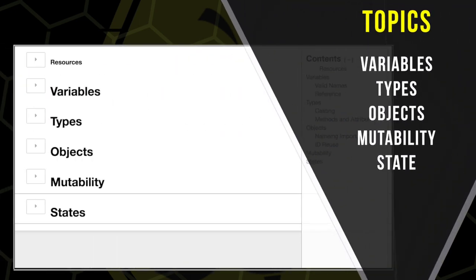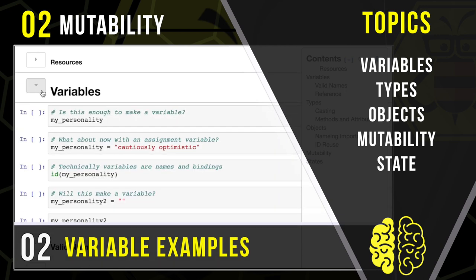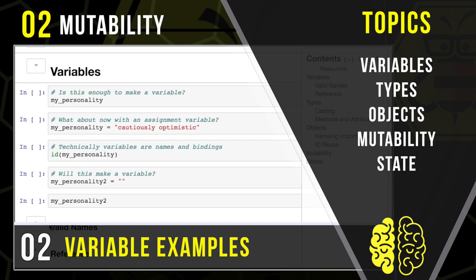We're going to get our hands dirty with some code. And that code is going to help us learn about variables, types, objects, mutability, and states. So variables and all of its fine little fellow friends there. We're going to start by looking at examples of how you make a variable, what works, what doesn't, valid names, how you reference them, etc.